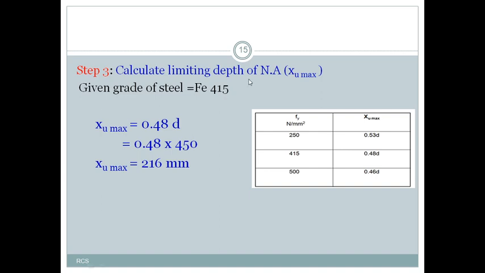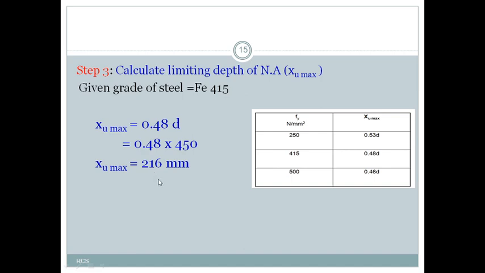So limiting depth of neutral axis depends upon the grade of steel. For given grade of steel, there is a ready-made formula for calculating limiting depth of neutral axis according to IS 456-2000. So the given grade of steel is Fe415. The corresponding XU max, that is limiting depth of neutral axis value, is 0.48 D. And the D value is effective depth of the beam that is given in the problem, that is 450 mm. By calculating this value, that is 0.48 into 450, we will get XU max is 216 mm.